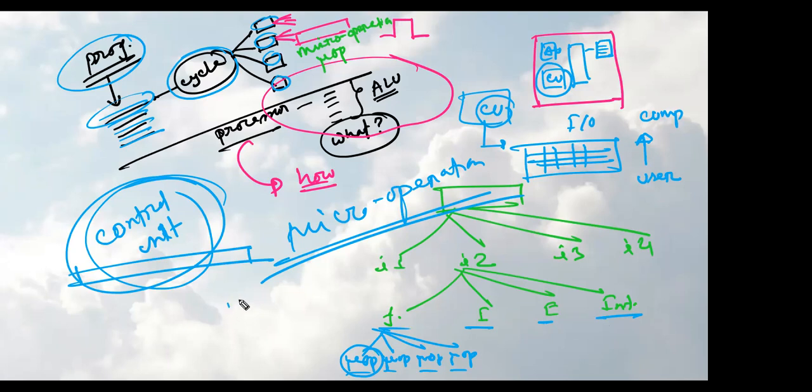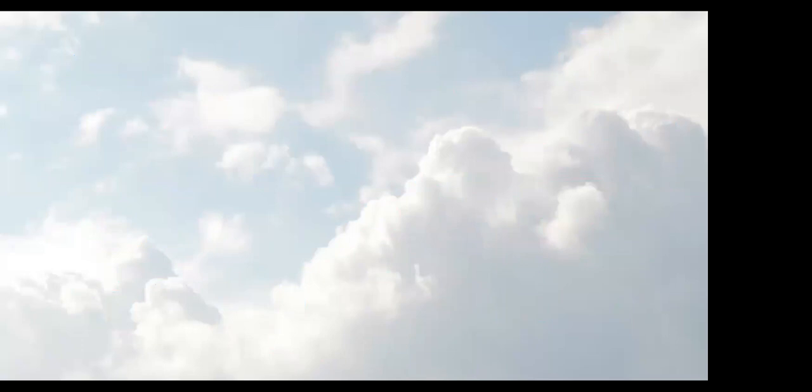One is MAR, and there is MBR, then PC and IR. They are used for memory access. That is, they are placed between processor and memory. PC is indicating the next instruction address, and IR is storing the current instruction being executed.